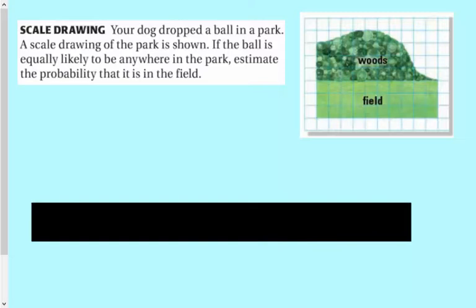And then there's these estimation problems. I sort of like these. They're okay. And the reason why is, I'll show you. Your dog dropped a ball in a park. A scale drawing of the park is shown. If the ball is equally likely to be anywhere in the park, estimate the probability it's in the field.